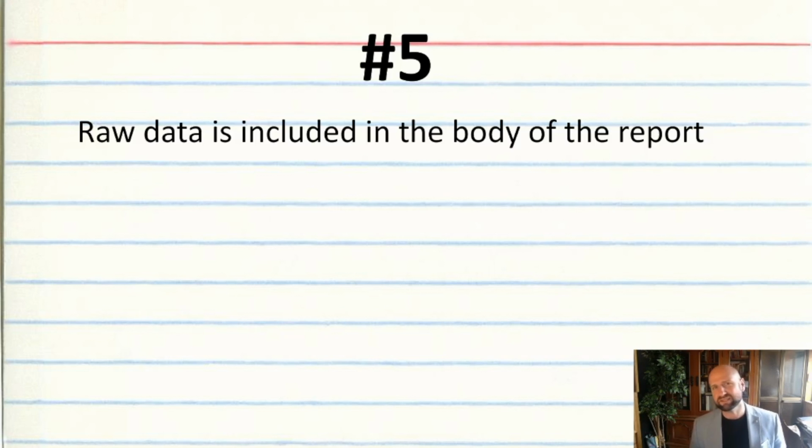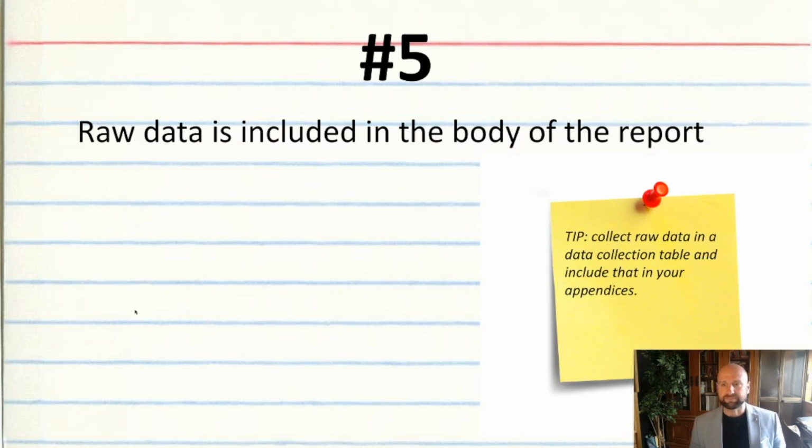Now, this isn't that common of a problem in the final draft. So when I'm moderating IAs, I don't see that all that often. I do see it a lot in the first draft of my students' reports. So if you're submitting your first draft, also make sure that you do not put any raw data in the body of the report. I would suggest having a raw data table that you use to collect all your data and put that in the appendices.